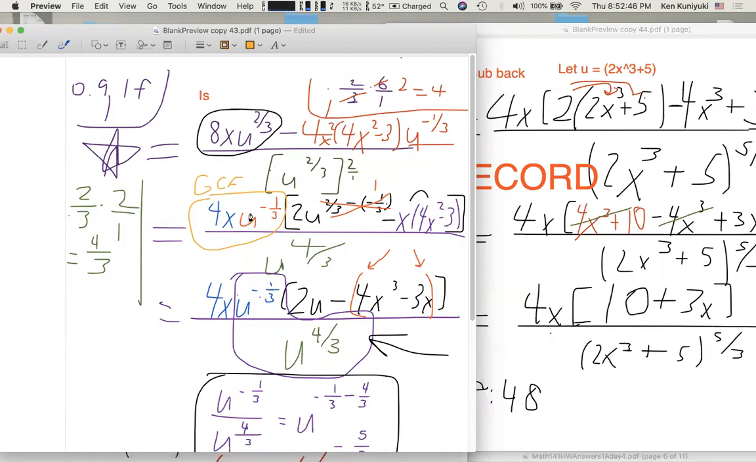Okay, and let me know if you'd like me to continue further. All right, so piece by piece. Now remember, we have two terms up on top. In fact, I'll put them both in black.